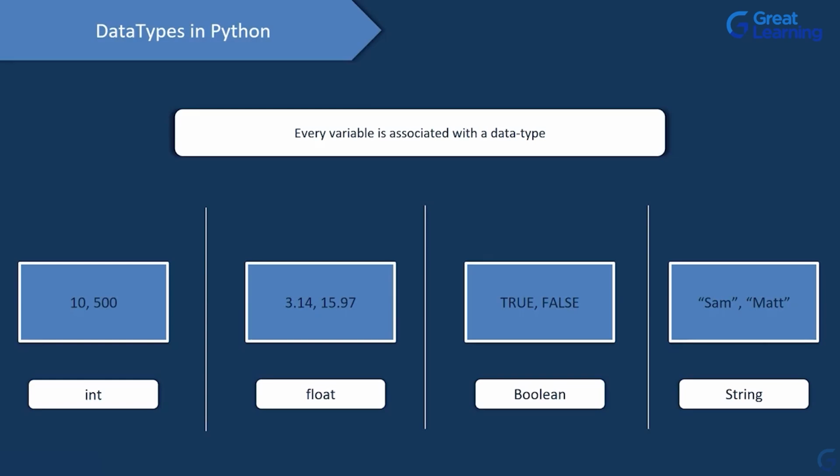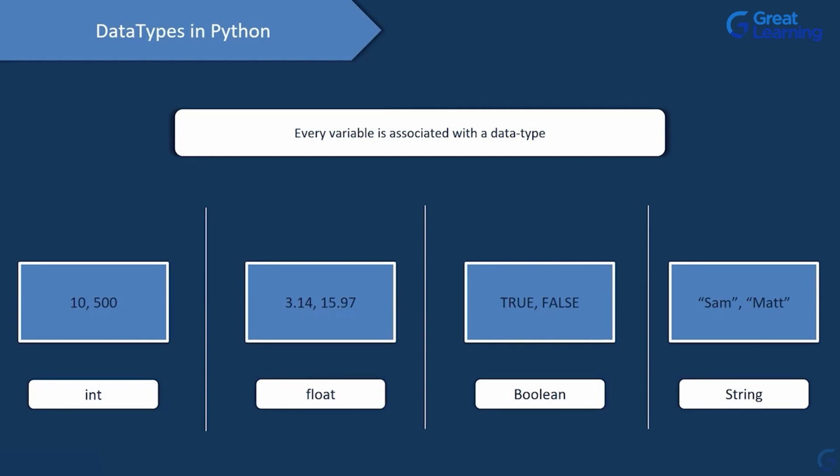And then you've got Boolean values, or basically logical values, and true and false are your Boolean values. And then you finally have the string values. A string is basically a set of characters enclosed together, right? So Sam is basically a set of characters, it is a string. And then you have Matt, which is also a set of characters, it is a string. And strings are generally enclosed within double quotes, single quotes, or triple quotes.